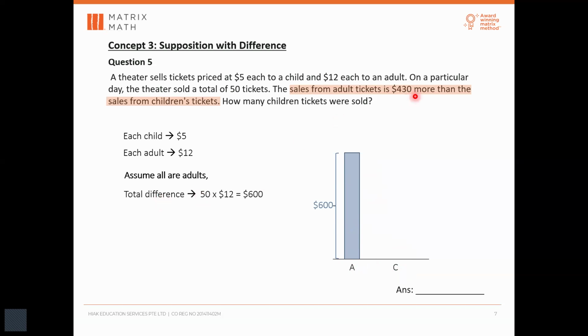That's the important thing. The question said that the difference is actually $430 only. So what is the extra that I need to remove? What is the extra difference that I need to remove? My difference is 600 now. I only want 430. The difference that I will be removing would be 600 minus 430.